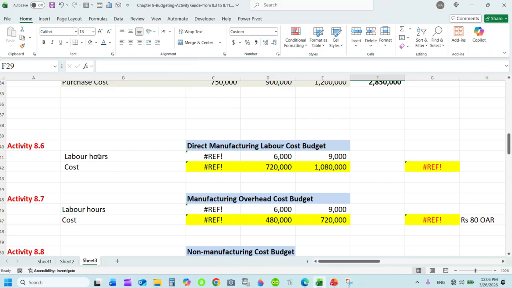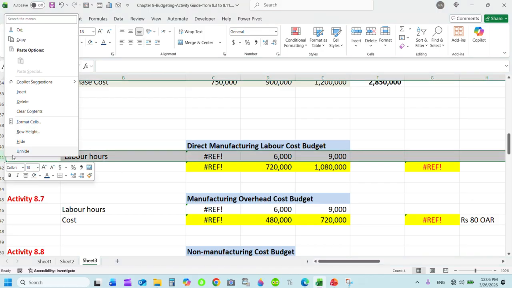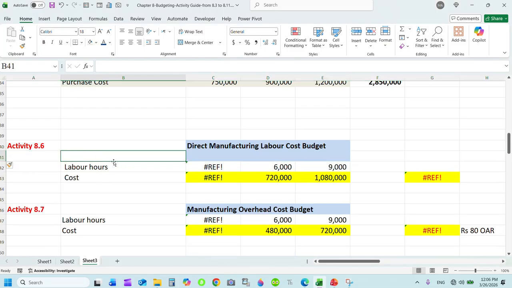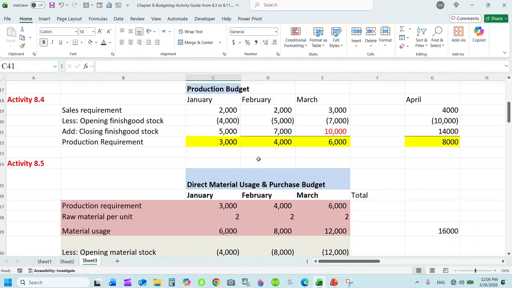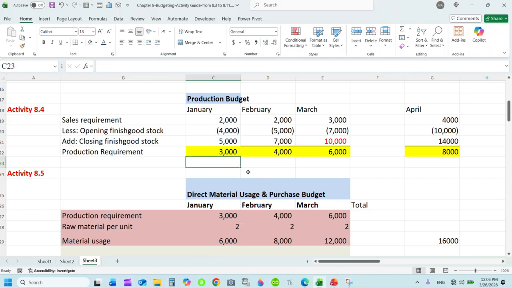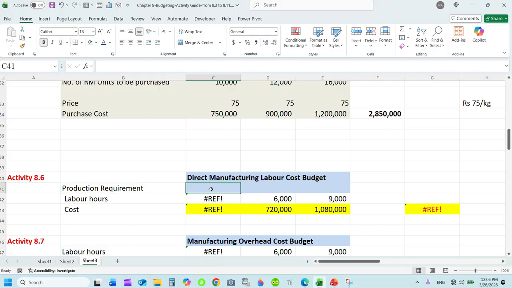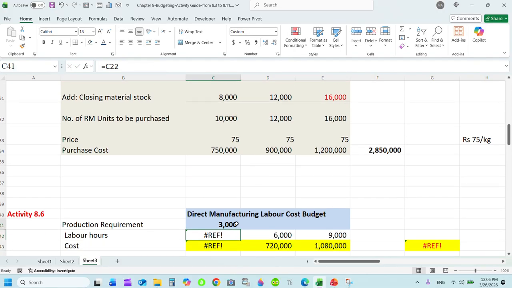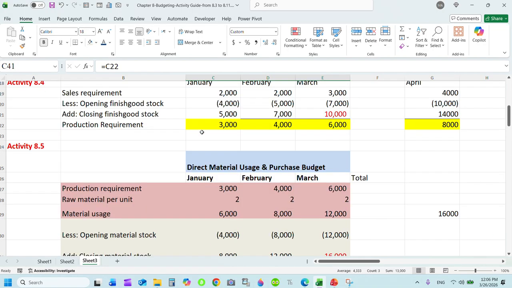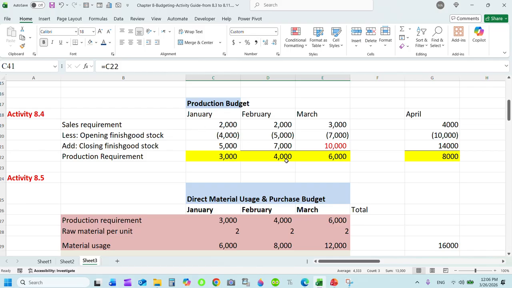Right, based on production requirement, which we already decided. Direct labor cost is based on the production requirement: 3,000, 4,000 and 6,000. 3,000, 4,000 and 6,000 production requirement.